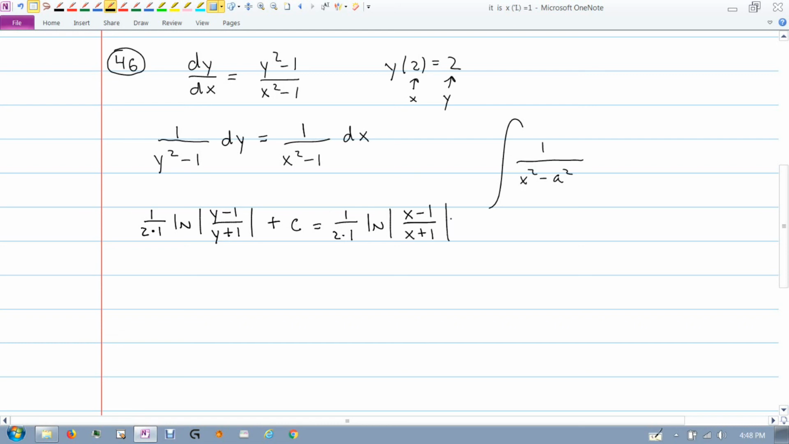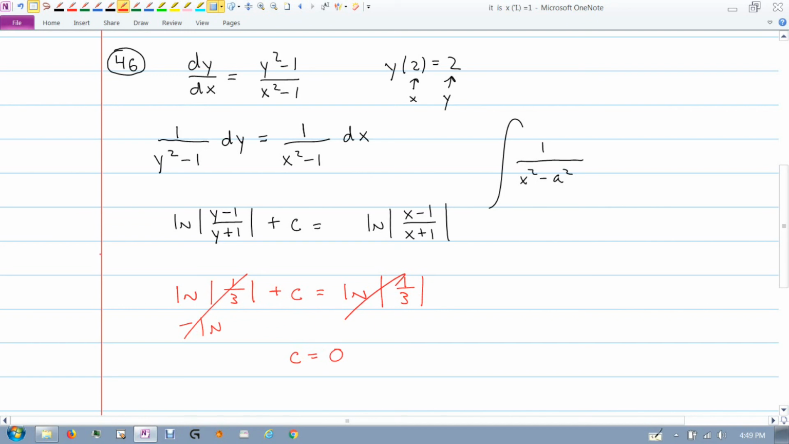All right, so at this point we can notice that this is 1/2, this is 1/2. We can multiply both sides by 2 and just be gone. And now let's just start plugging some things in. So if we plug in 2 for x and 2 for y, we get natural log of 1/3 plus c must equal natural log of 1/3 again. And if we subtract that natural log on both sides, it goes away and you just get c as 0.